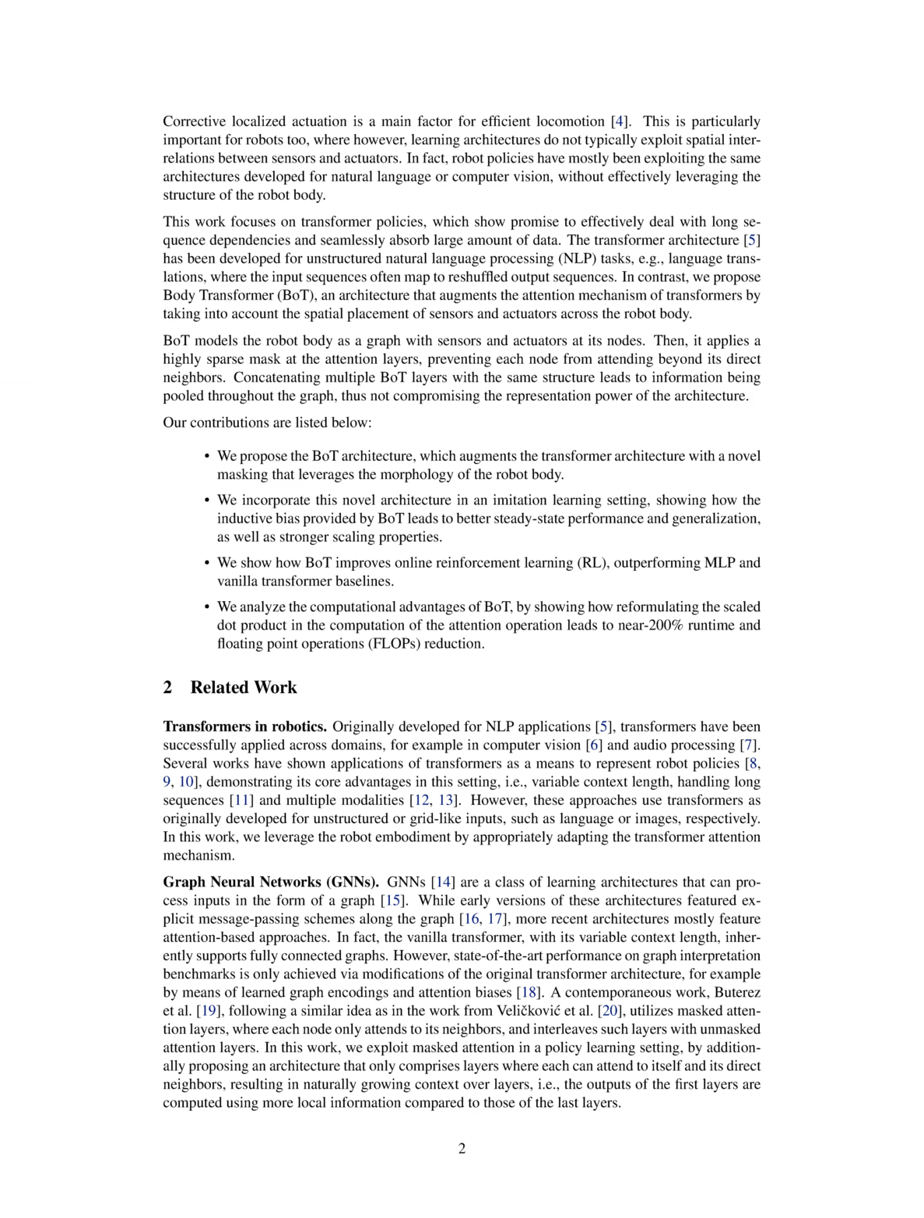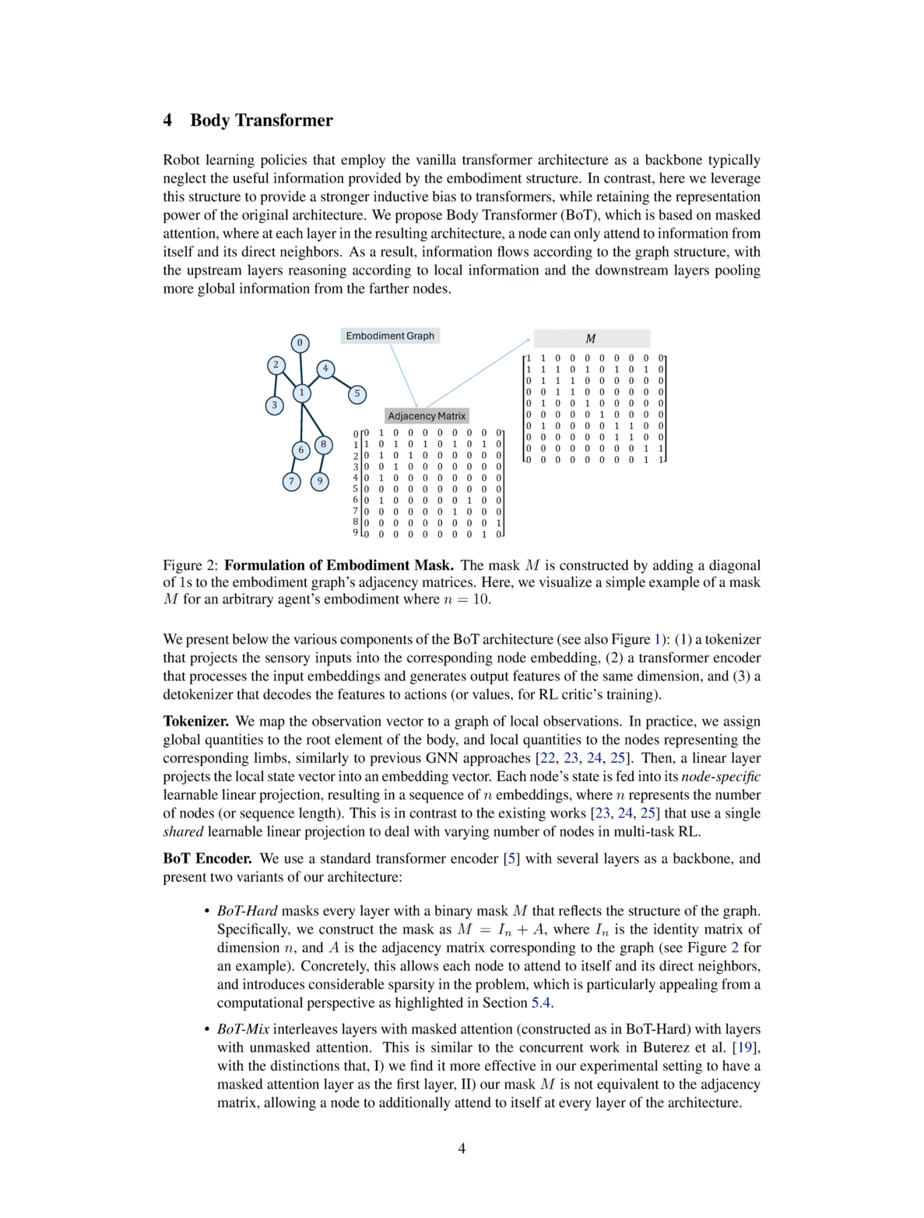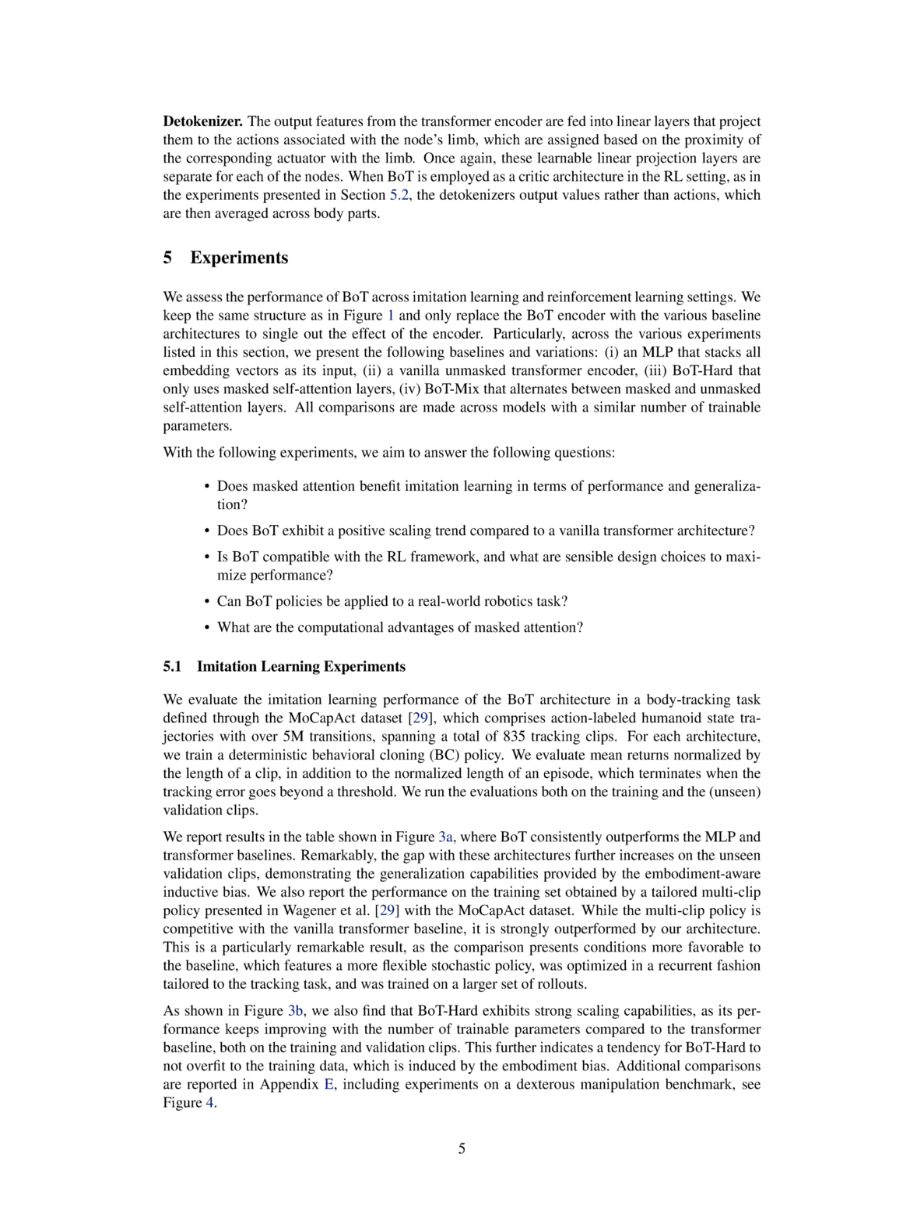The body transformer, BOT method offers several theoretical and practical benefits over traditional transformer-based architectures and MLPs for policy learning in robotics. Firstly, BOT incorporates a masked attention mechanism that leverages the spatial structure of the robot body, allowing each node to attend only to itself and its direct neighbors, which enhances the inductive bias and leads to improved steady-state performance and generalization. Secondly, BOT demonstrates superior scaling properties, as evidenced by its consistent performance improvement with an increasing number of trainable parameters, indicating a reduced tendency to overfit compared to vanilla transformers.